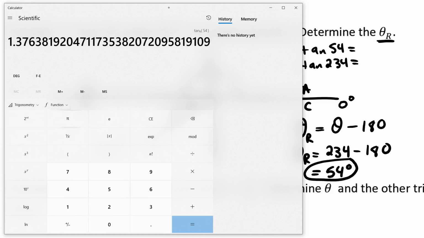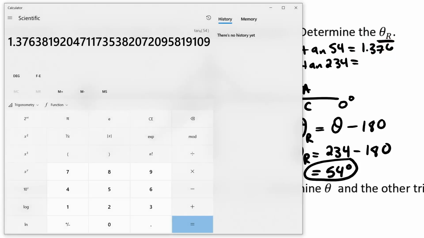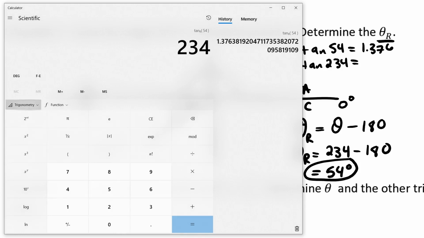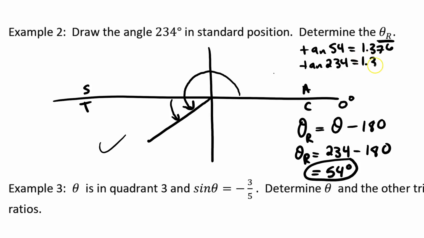So if I look at the tan of this number, it's going to be 1.376. So let's see what the tan of 234 is. Booyah! 1.376. Now all the other values are going to be the same too. For angle 234, if I find the sine or cosine of that, they're going to be negatives, but the values are going to be the same as the sine and cosine of 54.